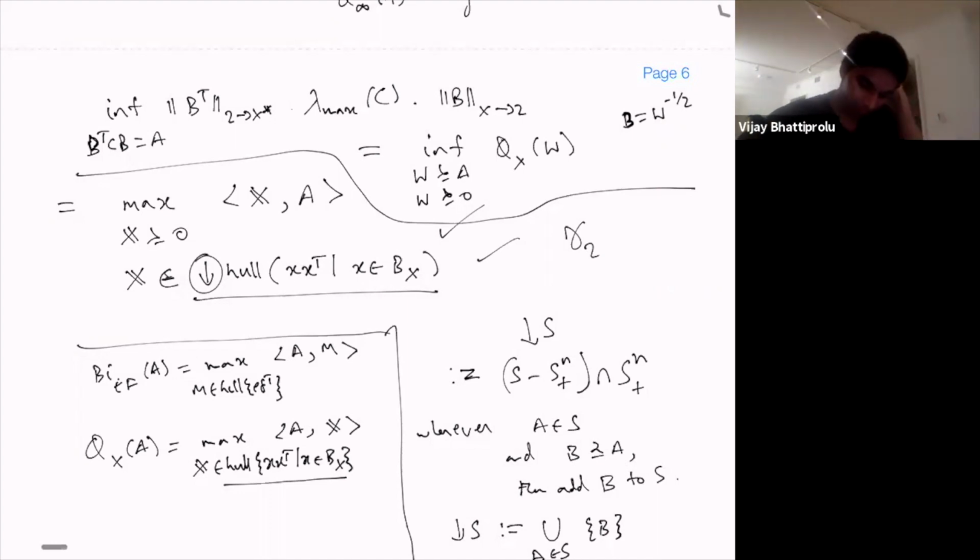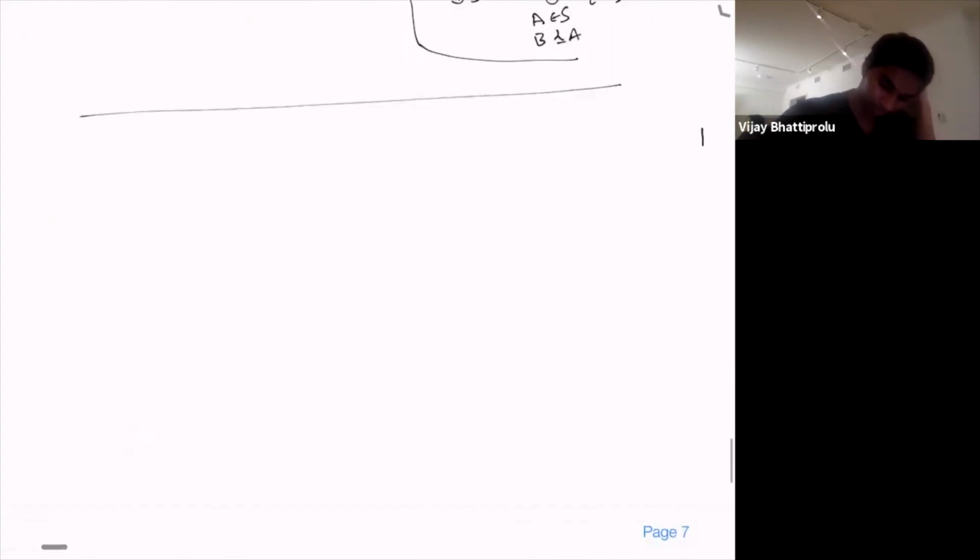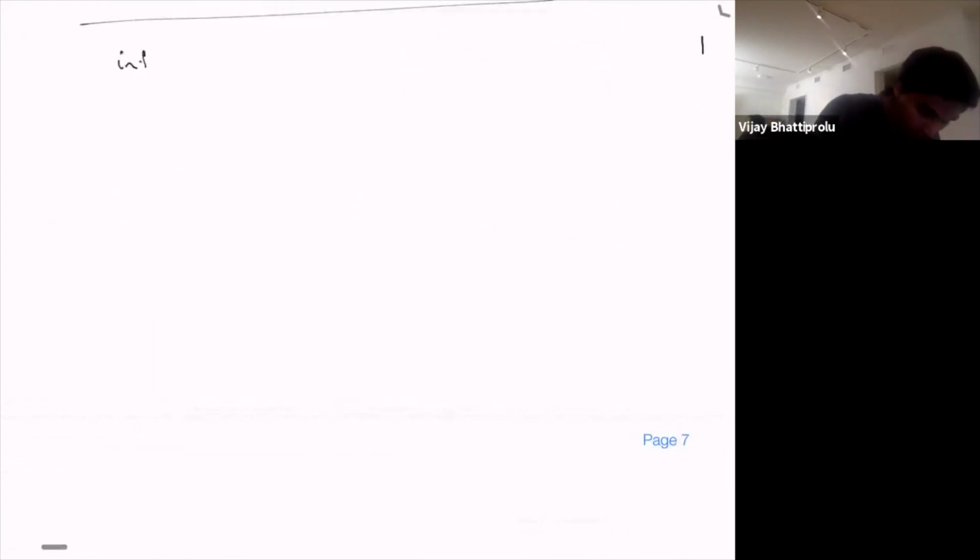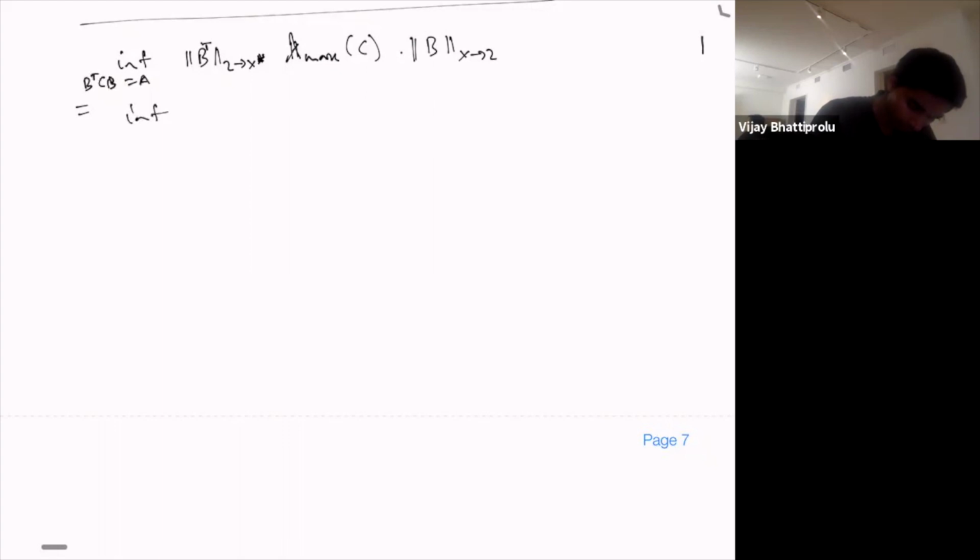I'll prove this below. So we want to show this: the infimum of B, with X star norm, lambda max of C times B transpose, B X to 2 norm, is equal to the infimum over W greater than or equal to A, W greater than or equal to 0, of QX of A.